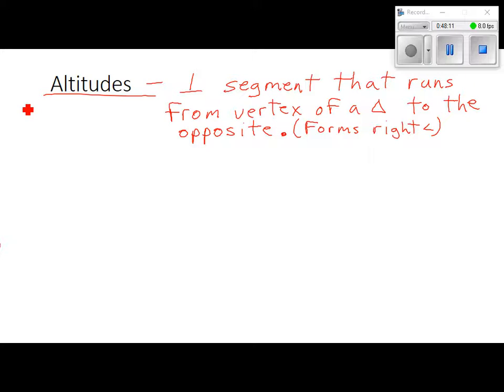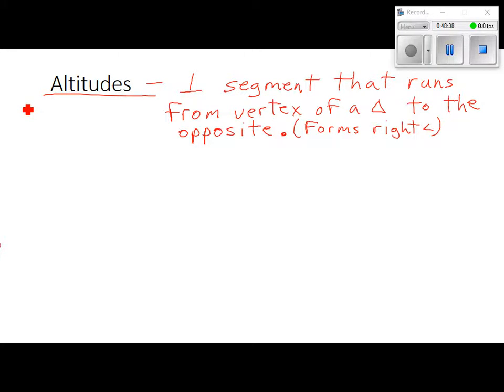So altitudes look like this. And this just happened to be the triangle that I drew. It doesn't always have to look like this. But for this triangle, this is what it looks like. It goes from a corner down to the opposite side, and it forms what with that opposite side? Right. Right angle. Goes from this corner to the opposite side, and it forms a right angle. This corner to the opposite side forms a right angle.